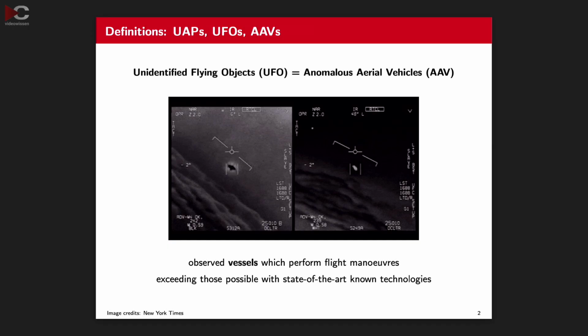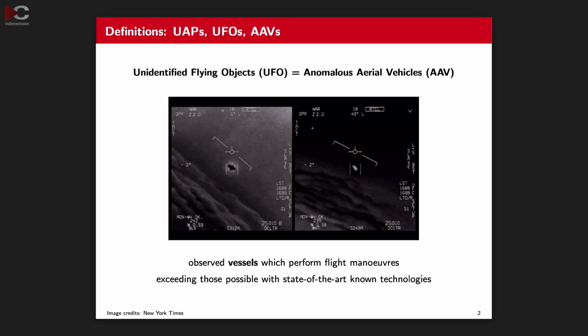Let's now come to a much more interesting subclass, namely the class of unidentified flying objects, UFOs for short. Sometimes they are also called anomalous aerial vehicles, AAVs. But I would like to stick to the term UFOs because it's much more common. This subgroup of UAPs can be characterized as being observed vessels, meaning real objects, which perform flight maneuvers exceeding those possible with state-of-the-art current technologies. And you can see one of these examples here on the slide.